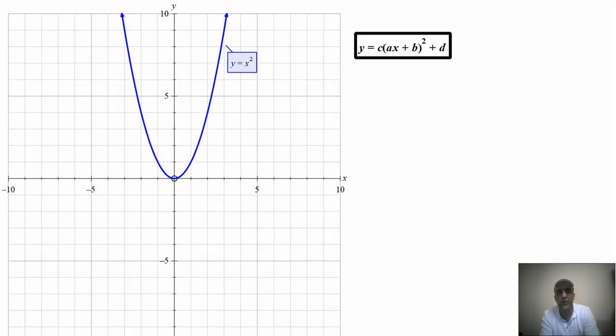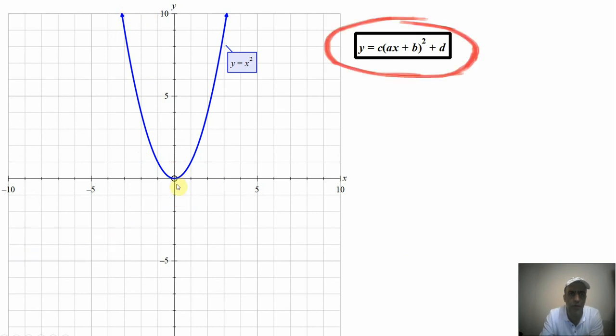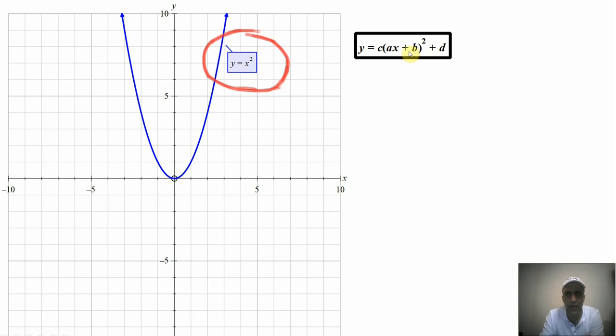As you see in the graph and the equation, a parabola is symmetric, and has a minimum or maximum. The equation is y equals c(ax plus b) power 2 plus d. The main thing in this parabola function is the x power 2. If we have a positive c, in this situation the graph will have a minimum.